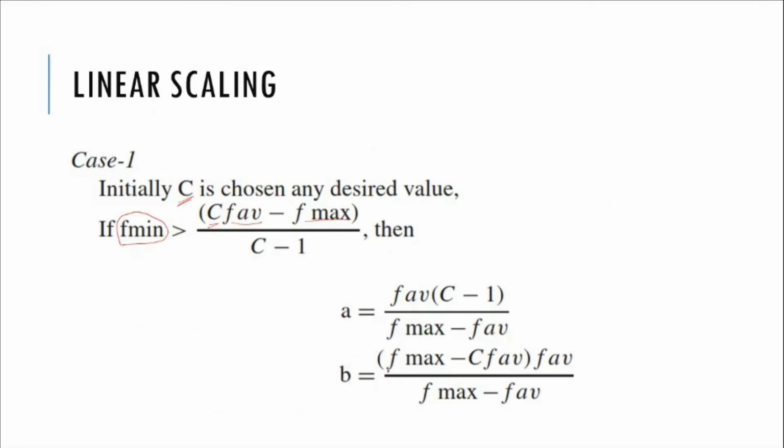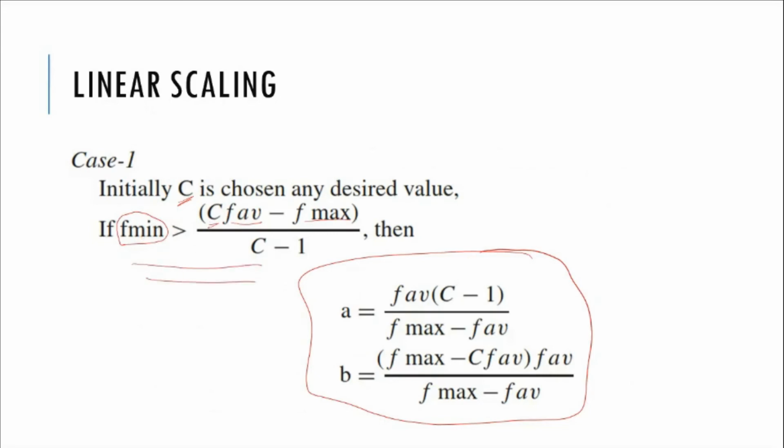Then B is equal to F max minus C into F average, divided by F max minus F average. So this is how the values of A and B are found out when this particular condition is satisfied. That is, F min is greater than C into F average minus F max divided by C minus 1.